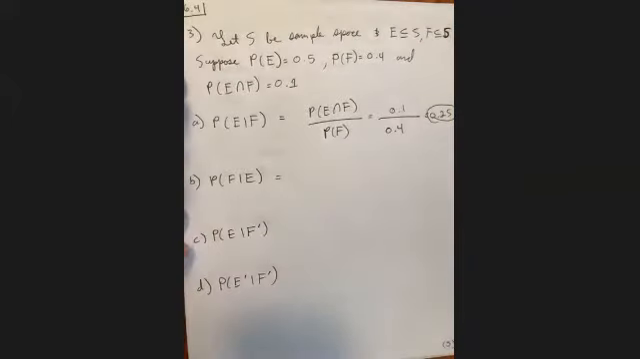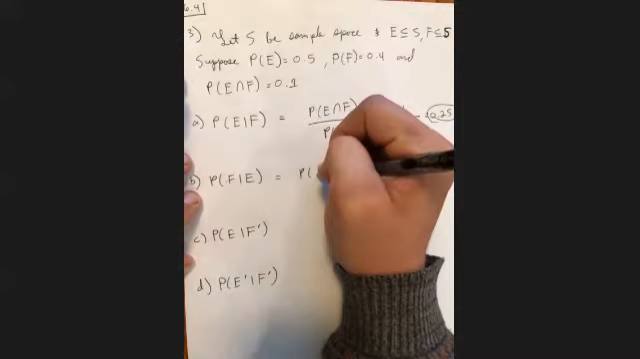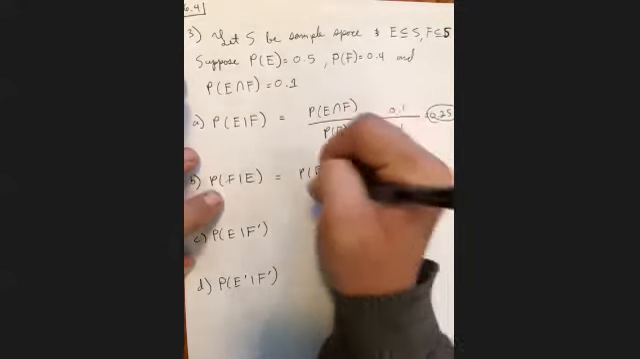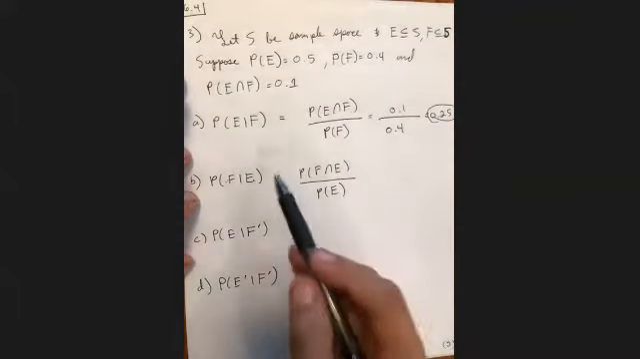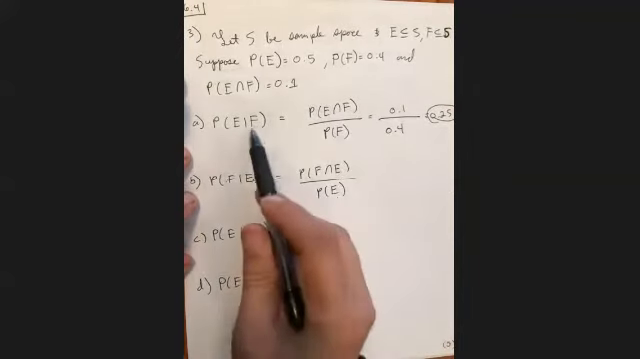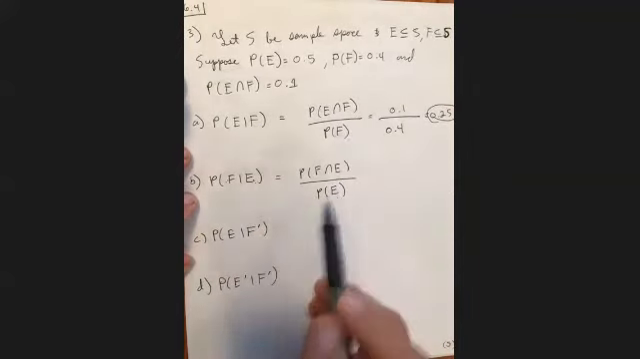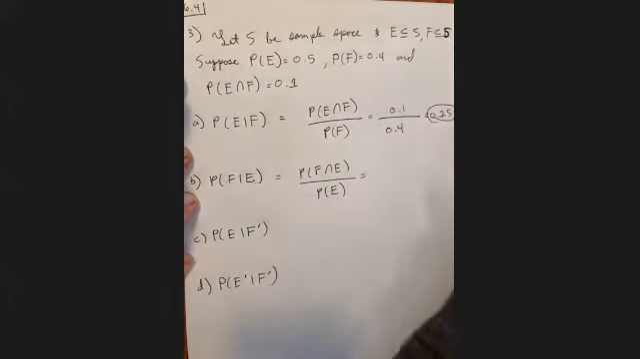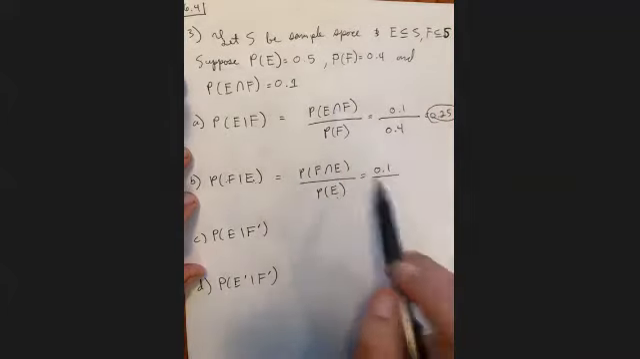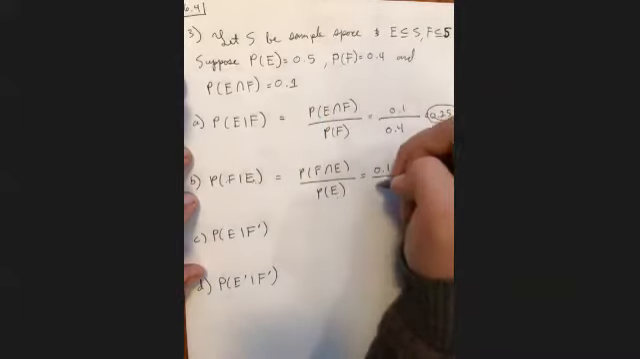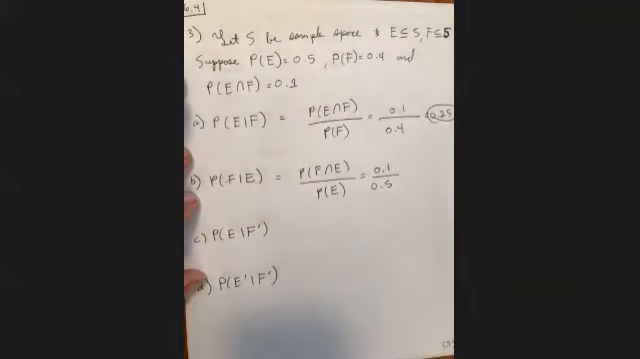Similar formula here for F given E. So the probability of F given E. So that's still the probability of F intersect E, but remember the given is the one that goes in the denominator. So that's a probability of E in the denominator, whereas F was the given in the first problem. Now E is the given, so it goes in the denominator. So that's going to be 0.1 still, because F intersect E is the same as E intersect F. But then the probability of E is 0.5. So that should give us 0.2.